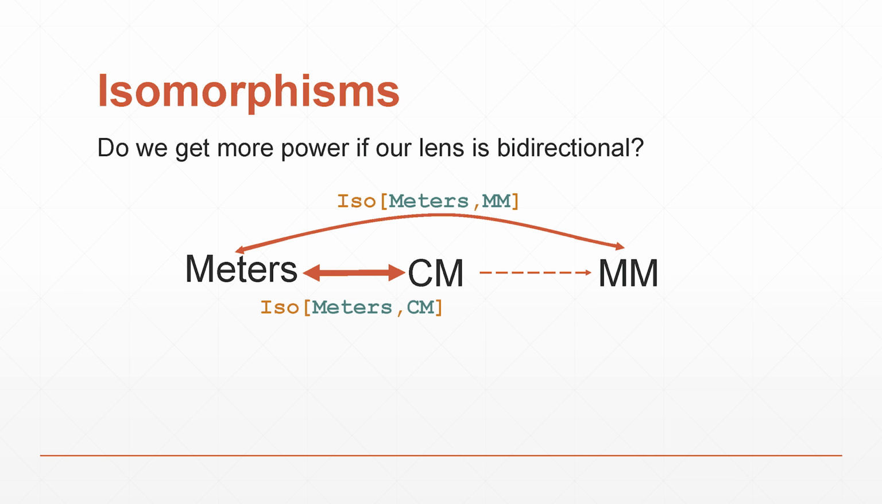So what if we had a bidirectional lens, that we have lenses on 2 sides? It's called an isomorphism. Just lenses on both sides. So here we can make a lens from centimeters to millimeters by going from centimeters to meters and from meters to millimeters. We can compose now because we can follow the arrows.